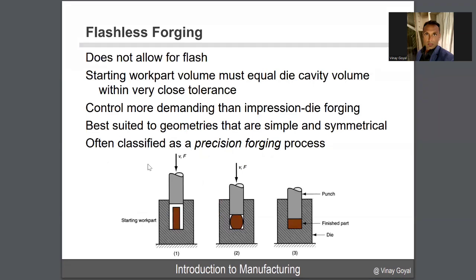Now, flashless forging does not allow for flash. The starting work part volume must be equal to the die cavity volume because everything is going to be filled, like you see here. It's a more demanding operation than impression die forging, and is best suited for simple geometries. These are often classified as a precision forging process because you can achieve high precision. Here you can see the part. I compress it, and this is going to fill all the cavities nicely.